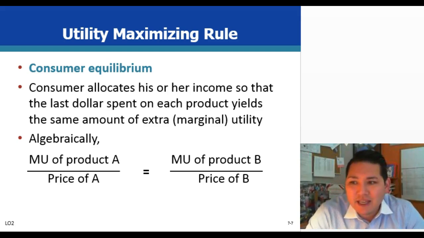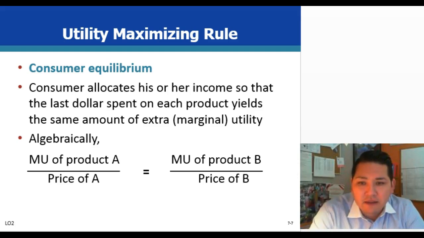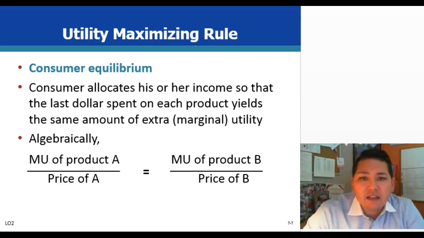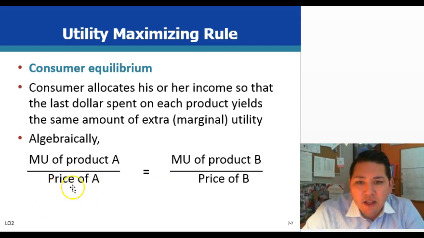When using the utility maximizing rule, it is important to express the marginal utility of the good as marginal utility per dollar spent, since the goods probably have different prices. Therefore, we just can't compare utilities of one object to another, because we're comparing apples to oranges. So we have to find the marginal utility per dollar by dividing the marginal utility of product A by the price of product A, and the marginal utility of product B by the price of product B. Equilibrium is when these two are equal.